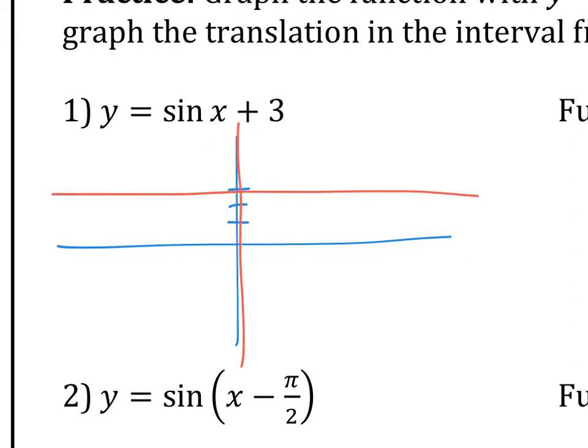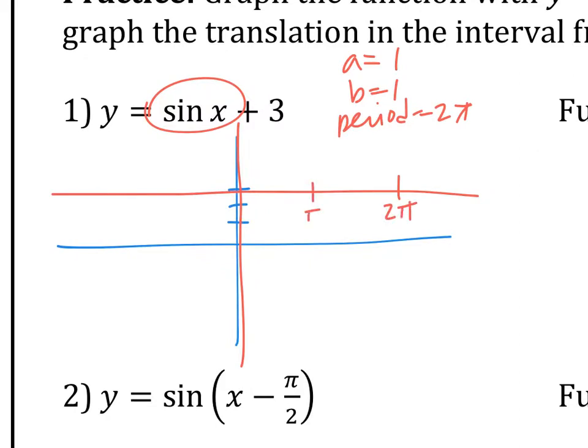Okay, so we're gonna graph the normal sine graph now on top of the red axis. So this is amplitude of 1, b is 1, so period is 2 pi. All right, so we're just gonna graph a regular one, so this is 2 pi.